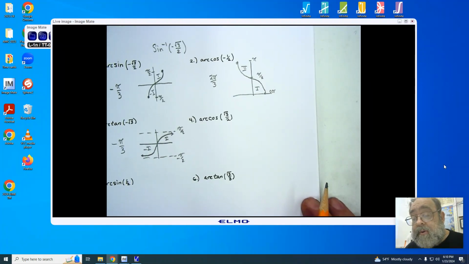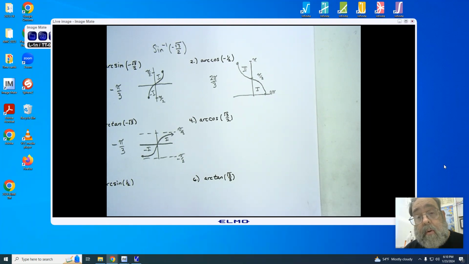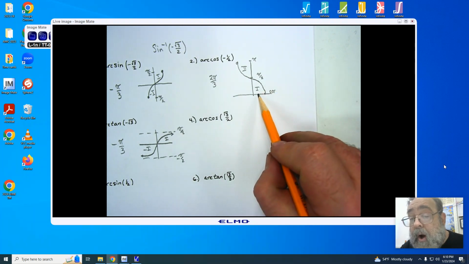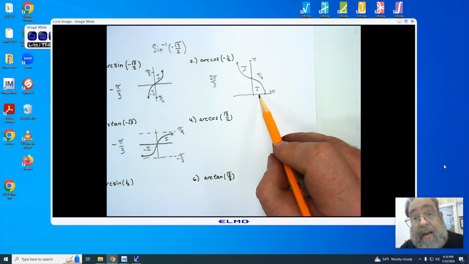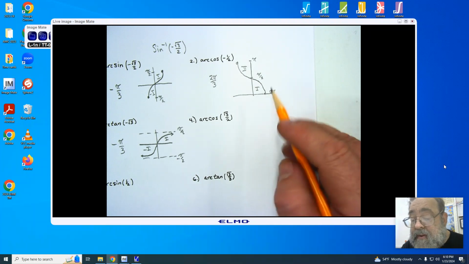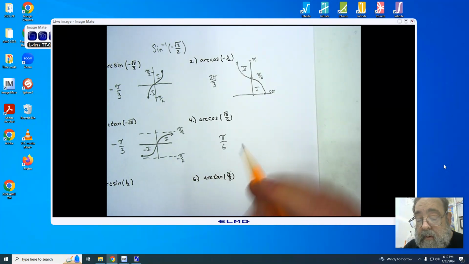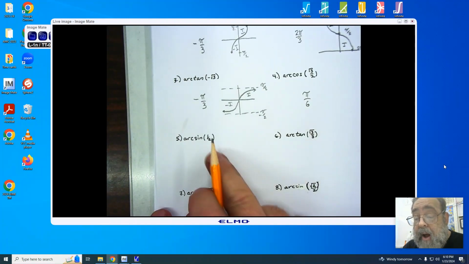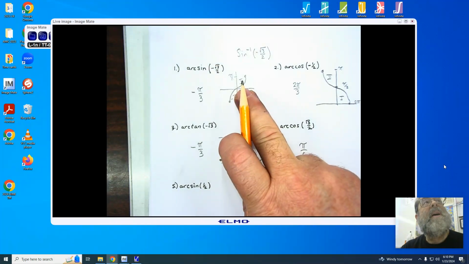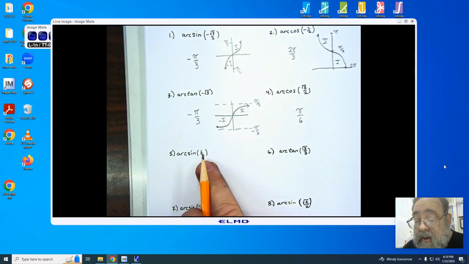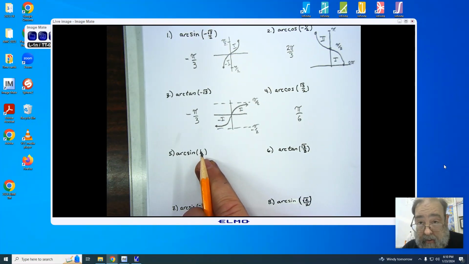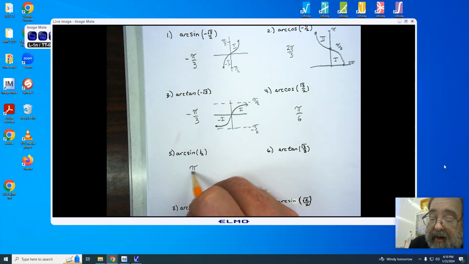Look at the arc cosine of root 3 over 2. Well, we know that cosine is root 3 over 2 in the first quadrant, and it will end up being pi over 6. That's my answer, pi over 6. Arc sine, positive, has to be the positive first quadrant. Arc sine of 1/2: sine is 1/2 in the first quadrant at pi over 6. So my answer is pi over 6.